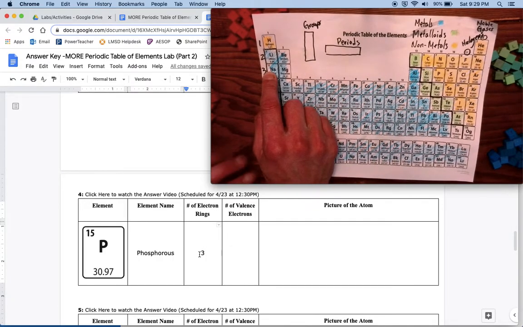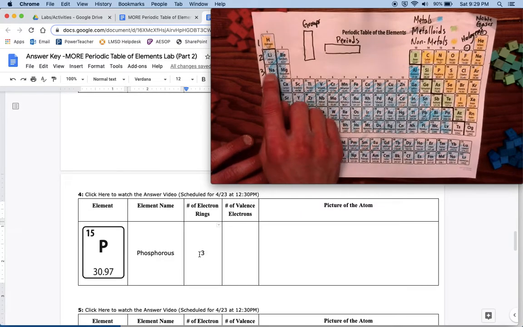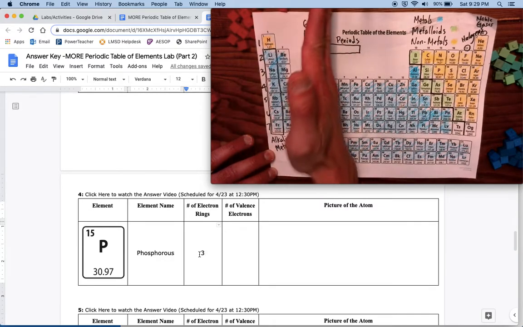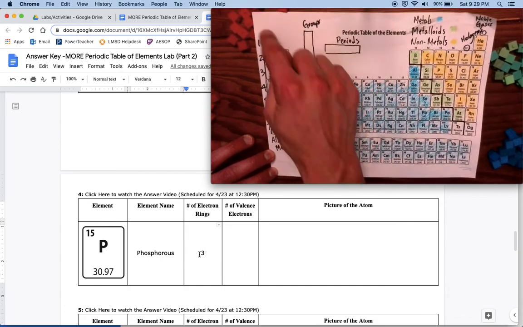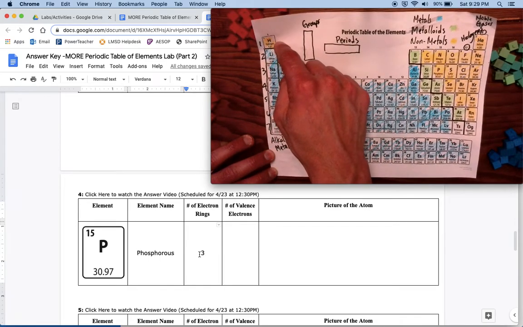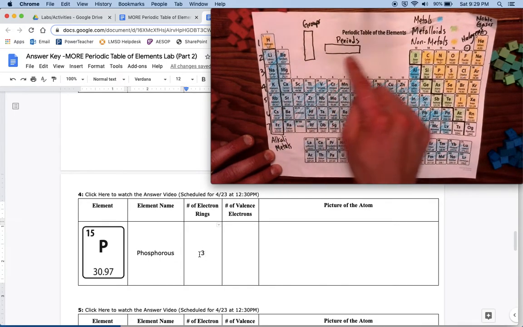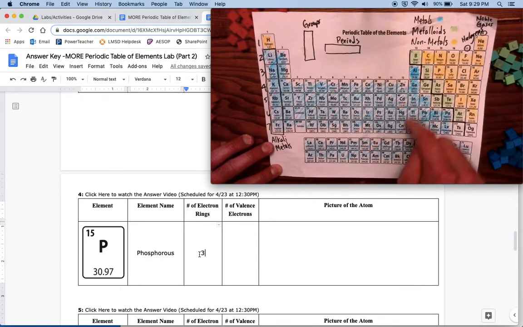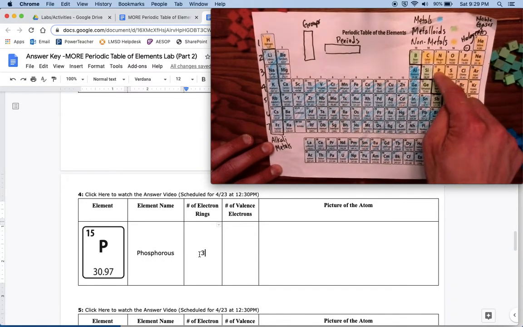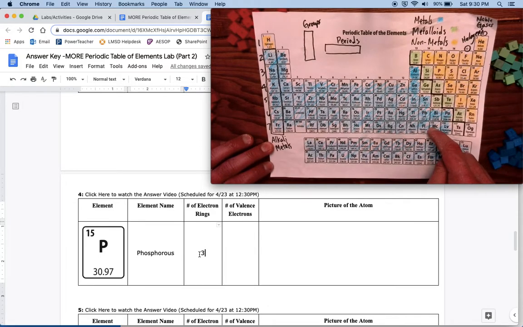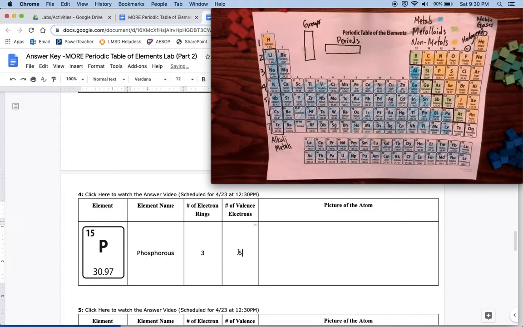Okay, number of valence electrons. Remember, I count the groups, but only the tall group. So I'm going 1 valence electron, 2, I'm going to skip all that to the next tall, 3, 4, and since P is in the 5th tall group, it's got 5 valence electrons.